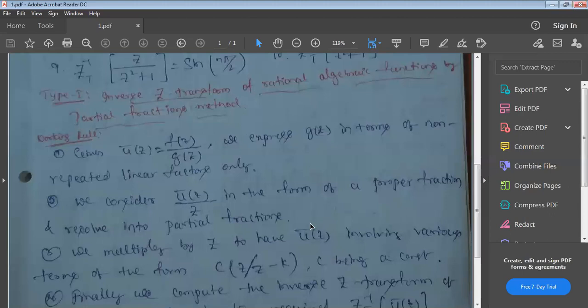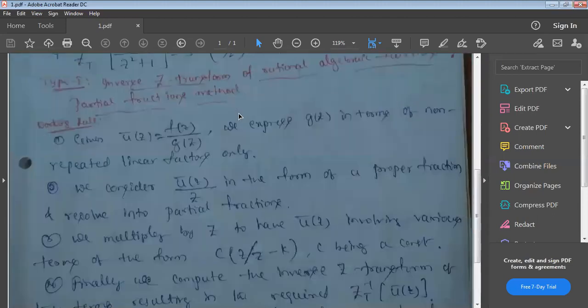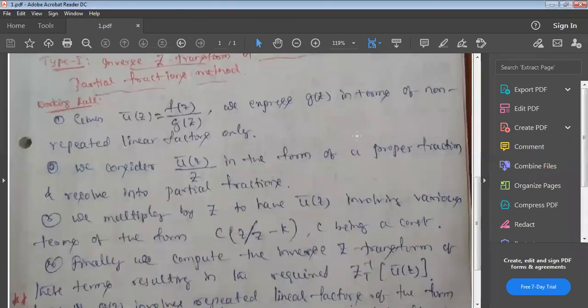Okay. So as I told you, there will be 2 types of problem. Type 1, inverse Z transformation of a rational algebraic functions by partial fractions method. Okay. So here one more is a series method that is not required. Only one type, inverse Z transformation of rational algebraic functions, in which repeated factors, non-repeated factors, 2 types of problems will come, and this is the working rule to solve a problem here. So I'll go step by step.